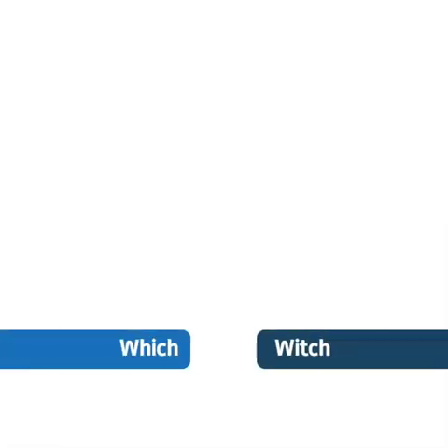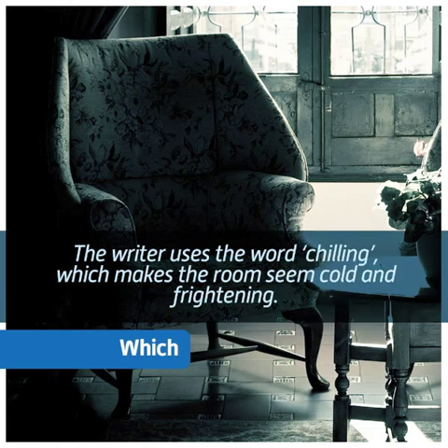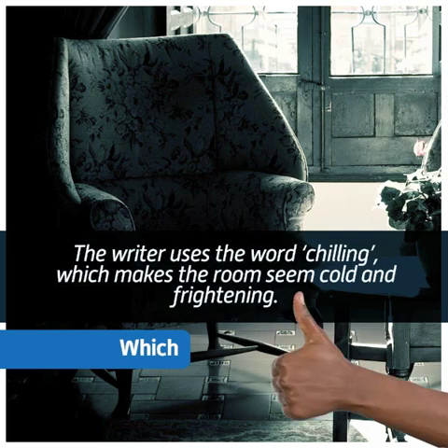Which, spelt W-H-I-C-H, and witch, spelt W-I-T-C-H, can also be tricky words to spell correctly. The second version refers to the magical woman with the green skin and pointy hat. She's very unlikely to be needed in your essay. Unless you're specifically talking about magical witches, try to use only which, W-H-I-C-H, in your essay. This word is used in sentences like, the writer uses the word chilling, which makes the room seem cold and frightening. If in doubt, using WHICH is probably the best option.